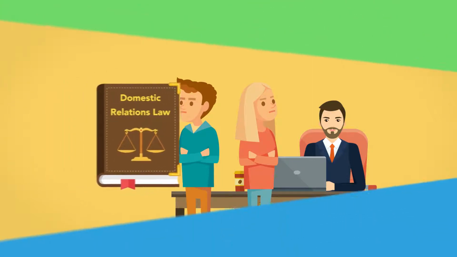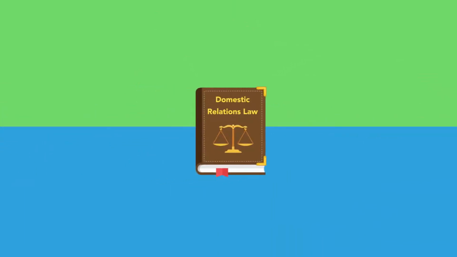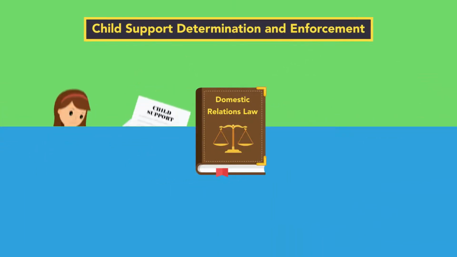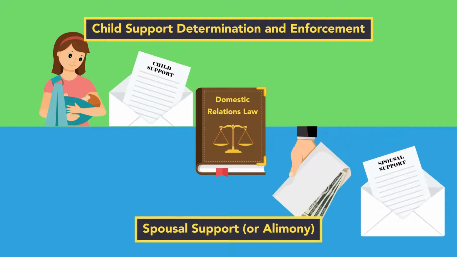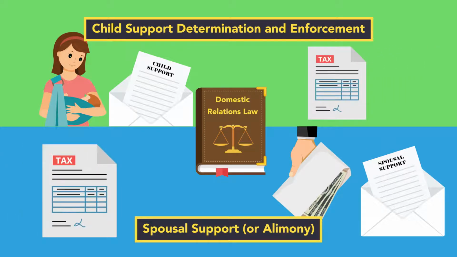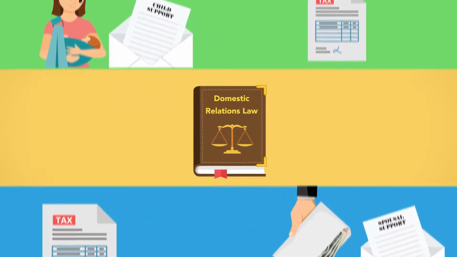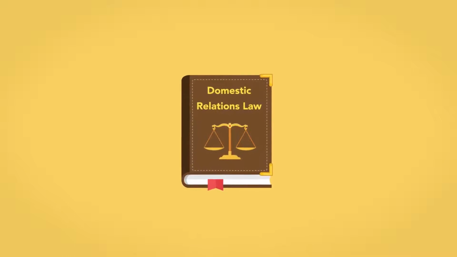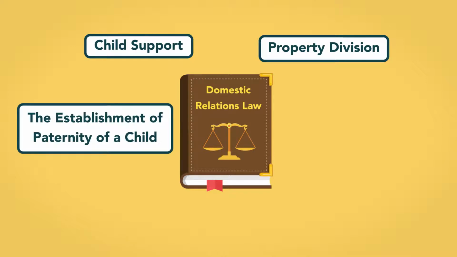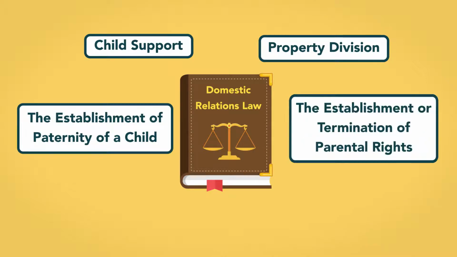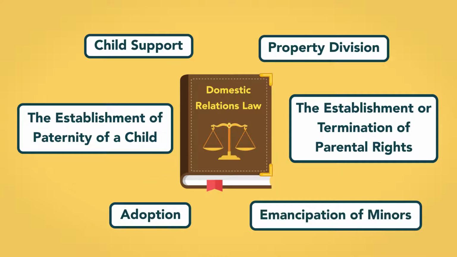This course will concentrate on two major areas of domestic relations law: child support determination and enforcement, and spousal support, sometimes called alimony. This concentration necessarily includes issues of taxation. Other aspects of domestic relations law that we will also touch on as needed include child support, property division, the establishment of paternity of a child, the establishment or termination of parental rights, adoption, and emancipation of minors.